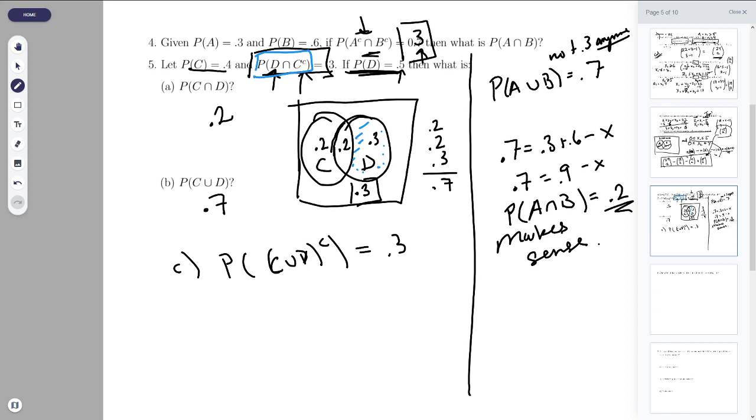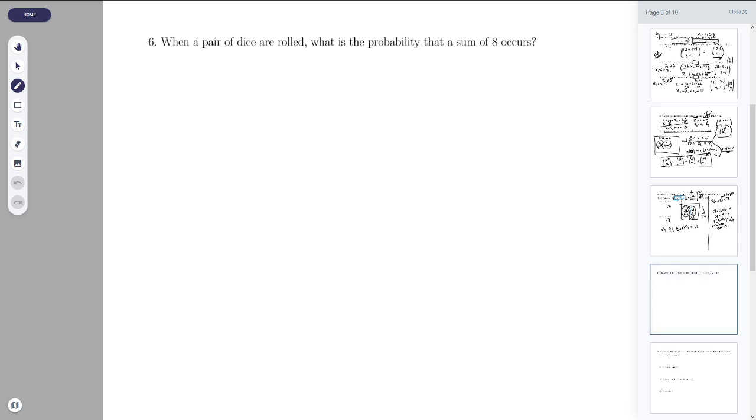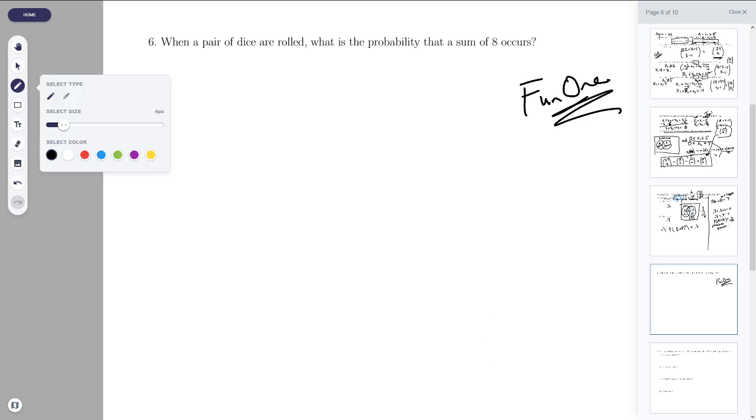Okay. So let's look at the next problem. Oh, this is a fun one. So there's two ways to do it. Oh, I'm drawing by accidentally touching the thing. Okay.